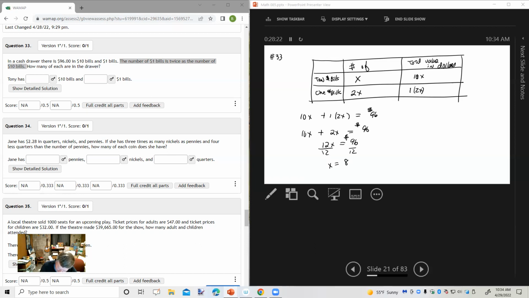So there, let's see, what do we have? We have 8 of them. So there are 8 of those and 16 of those. Let's check our work. If we have 8 $10 bills, that's $80. If we have 16 $1 bills, that's $16, and that adds up to $96. So 8 10s, 16 1s. Any questions about that particular problem?